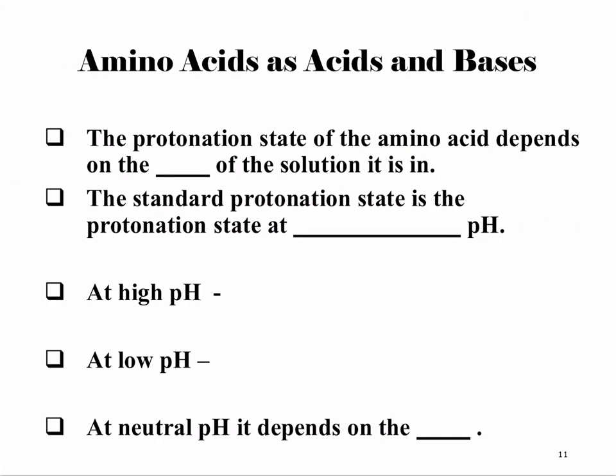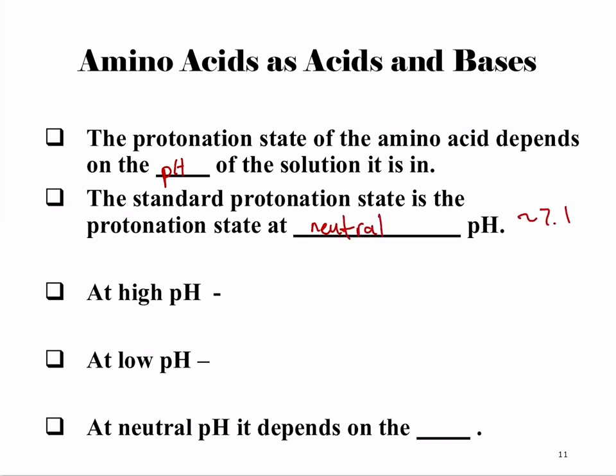Okay, and so similar to when we had our discussion on amines, where they can act as bases, amino acids, as the name suggests, can act as both acids and bases. And so the protonation state of the amino acid depends on the pH of the solution. The standard protonation state is going to be at neutral or physiological pH, which is around 7.1.